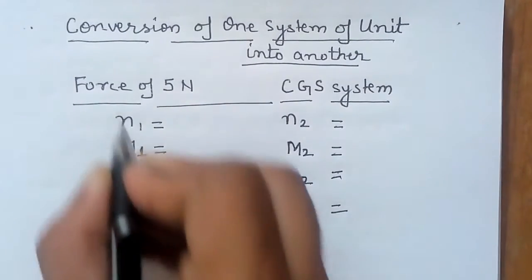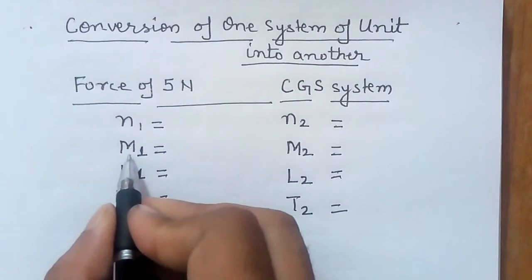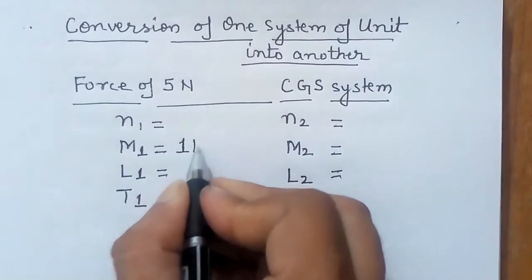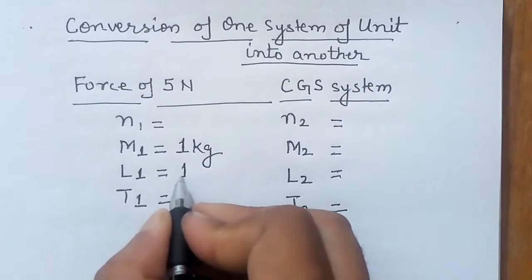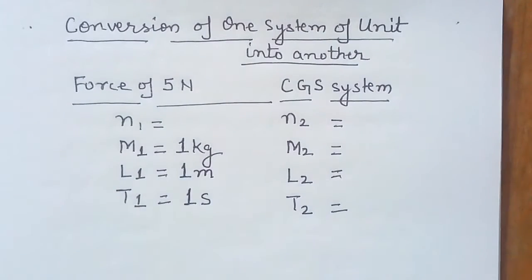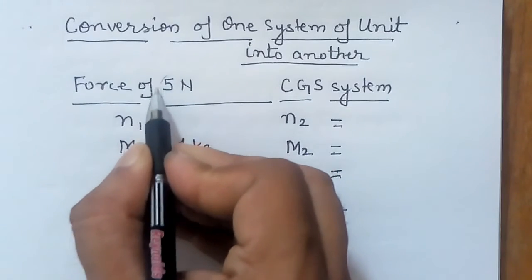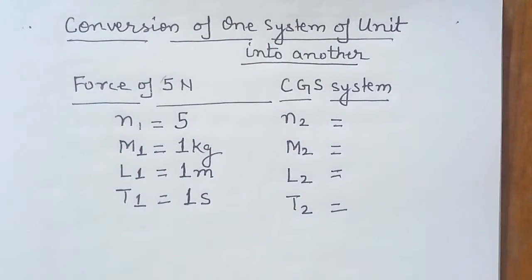So our first system, Newton, is the SI system. In the SI system, mass is measured in kg, so here we write 1 kg, and length is measured in meter, so we write 1 meter, and time in 1 second. And N1 is the numerical value given, and here it is 5. So I am writing here 5. These are the corresponding terms for the first system.